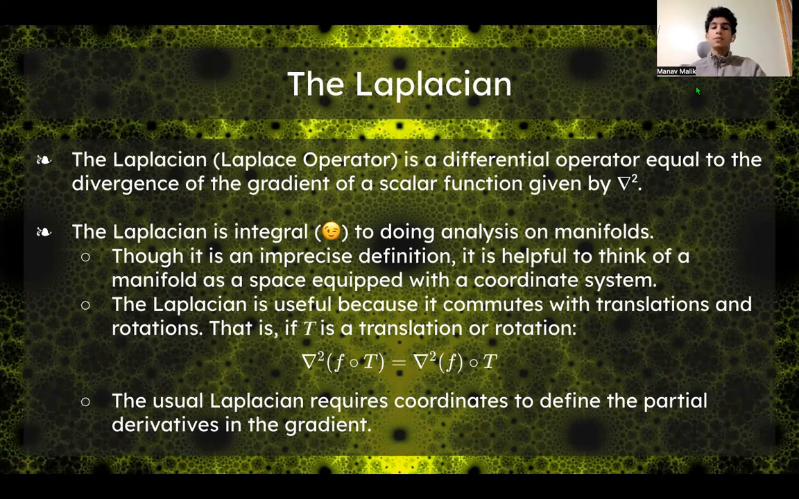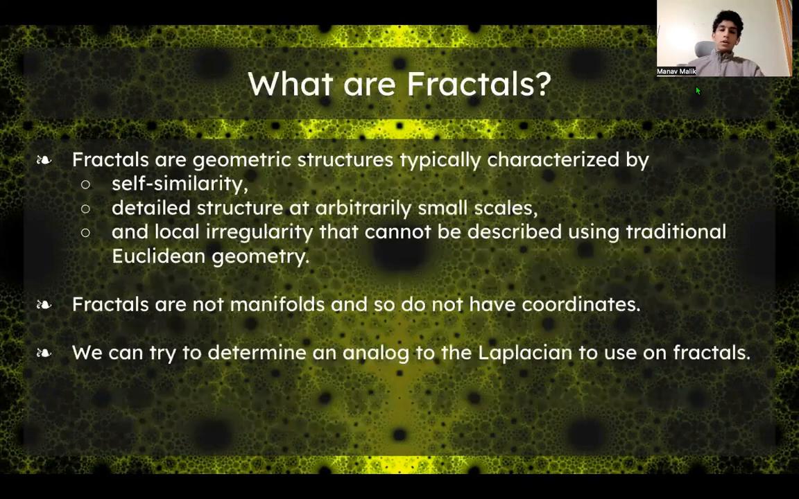So the usual Laplacian requires coordinates to define the partial derivatives and the gradient. And you'll see here in a second that that becomes a little bit problematic when you're dealing with fractals instead of manifolds. So fractals, what are they? Fractals are geometric structures, and they're typically characterized by self-similarity, detailed structure at arbitrarily small scales, and local irregularity that can't be described using traditional Euclidean geometry.